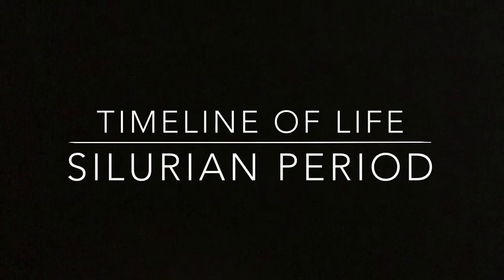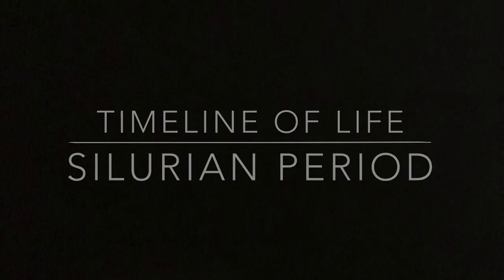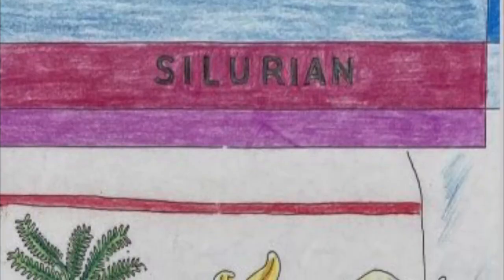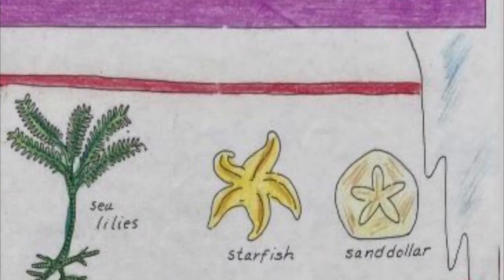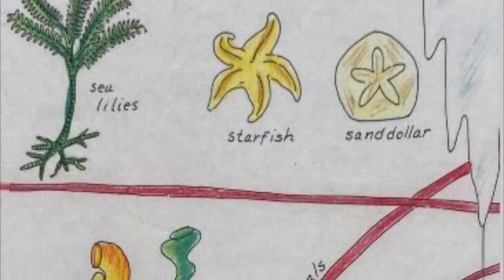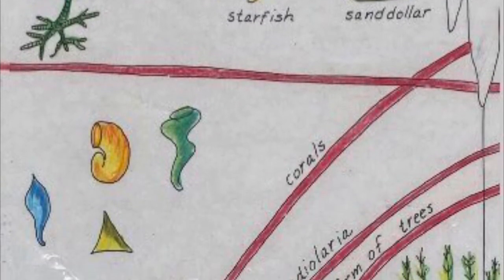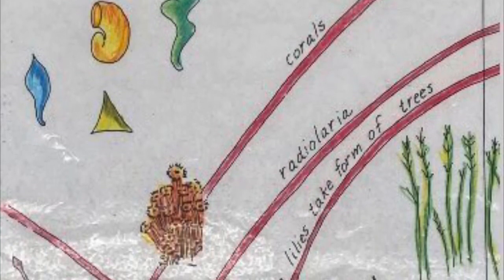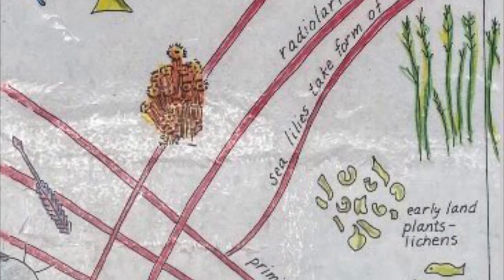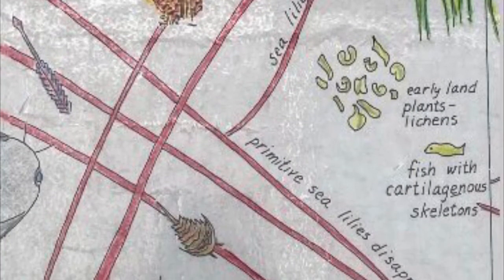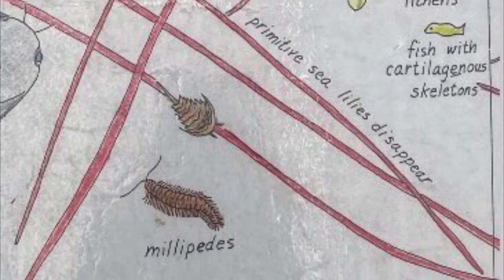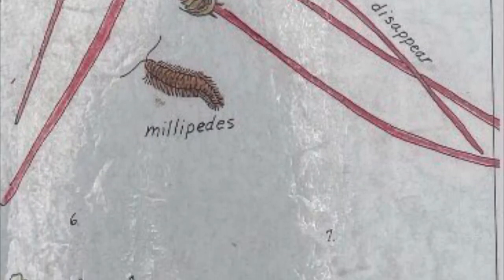The timeline of life, the Silurian period. The Silurian period lasted about 24.6 million years and is the shortest period of the Paleozoic era. Land masses were low and sea levels were rising. Fossils indicate that the rich seawaters allowed for extensive reef building.